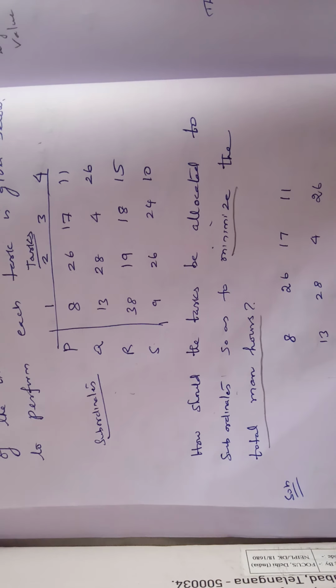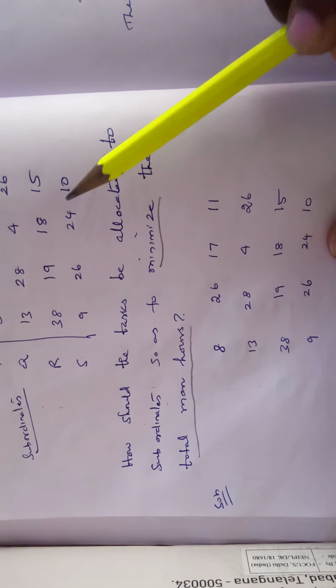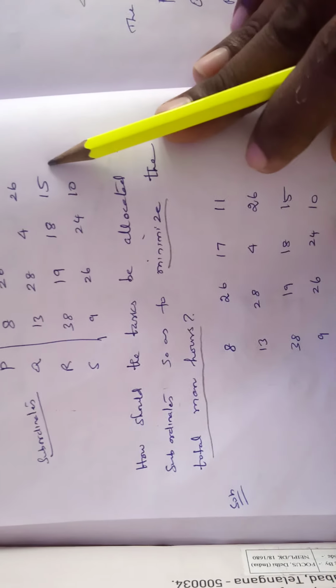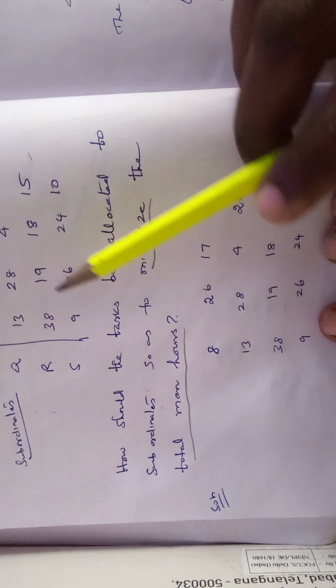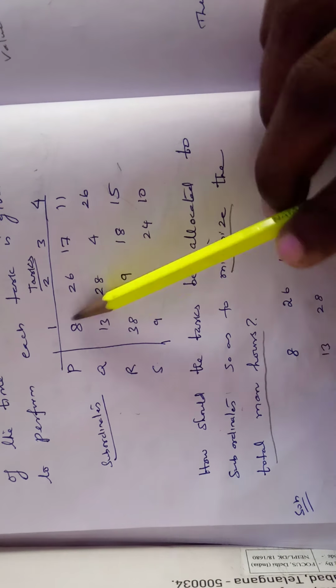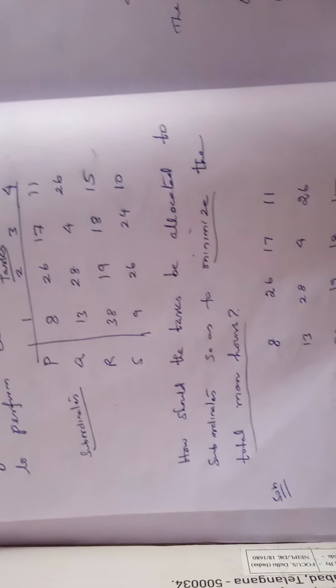First, in the problem, check that the number of rows is equal to the number of columns. Okay, so this is an assignment problem. In the given problem there are 4 rows and 4 columns. So, this is a balanced assignment problem.